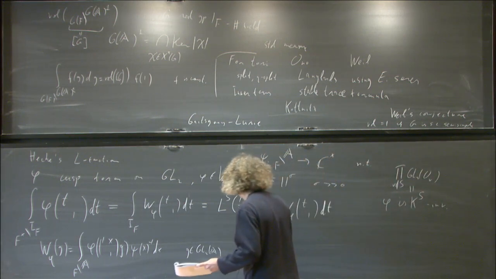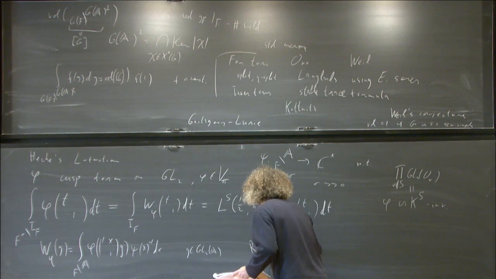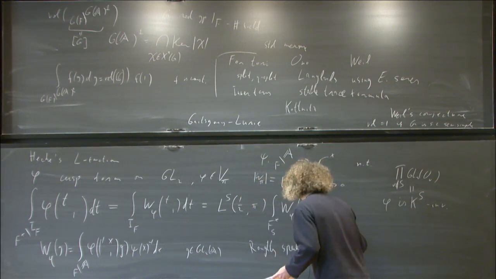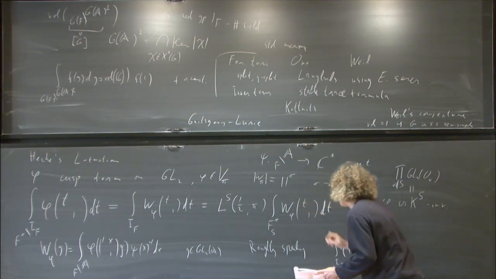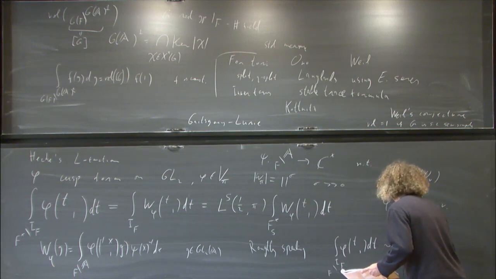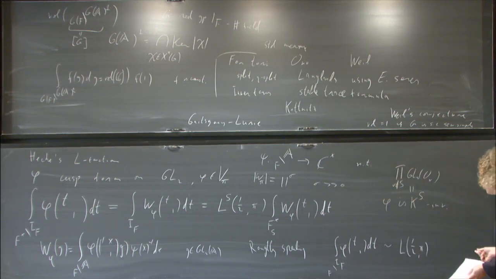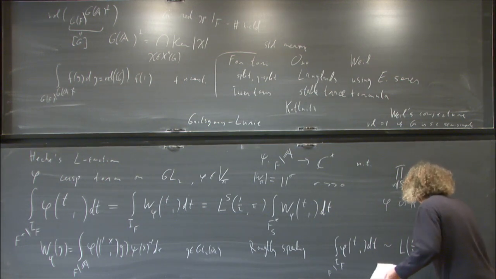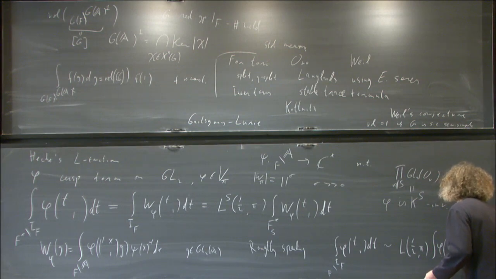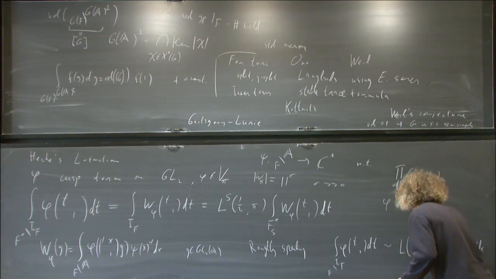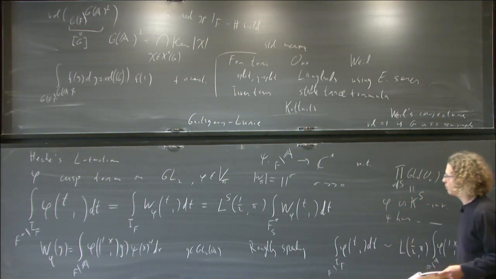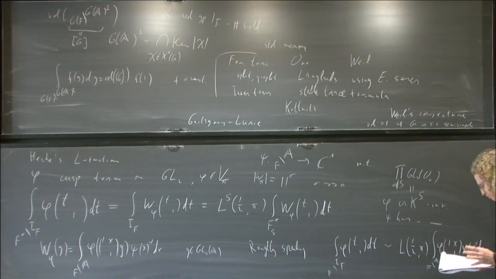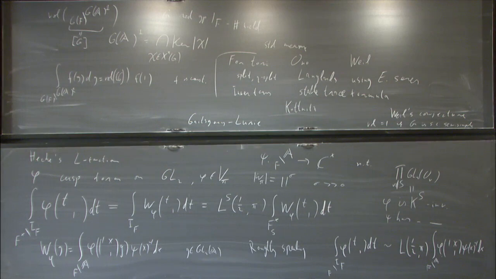So roughly speaking, I want to say that this period, or this integral, modulo some small things, is this L value at 1/2 times the Fourier coefficient. Also, by the way, psi has to be unramified, but okay, don't worry about these small details. Okay, so this is not real news here.